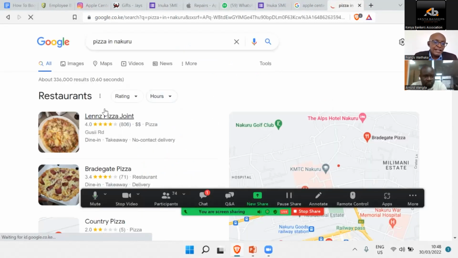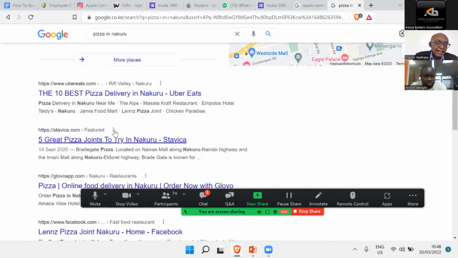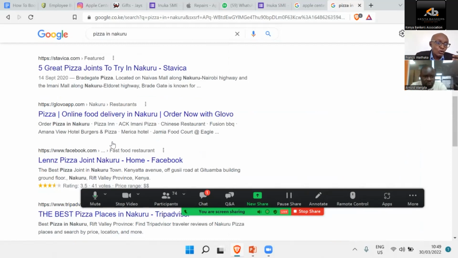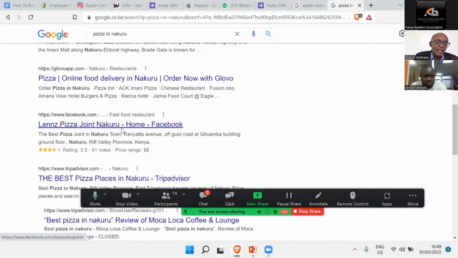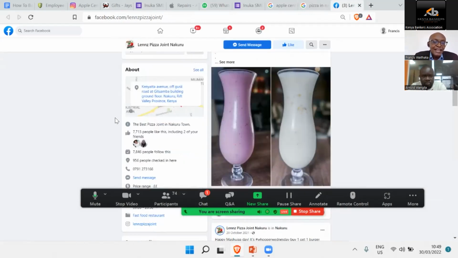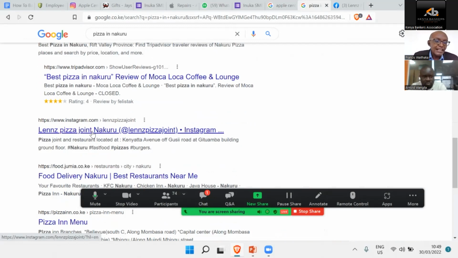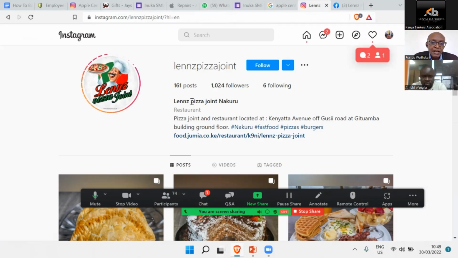Lo and behold, the first three companies that are appearing here are not even websites. This is a Google My Business profile. This is a Google My Business profile. And look, this is not a website. This is a Facebook page. And the only thing that they have done is to use the keyword pizza in Nakuru on their Facebook profile. That is the only thing that they have done. You can see the words pizza in Nakuru. Just that makes them appear number one. Of course, you have to create relevant content. Another one is an Instagram account. They are even above Jumia and Kenya. And the only thing they have is this keyword, pizza in Nakuru. So that's how I could respond to that.